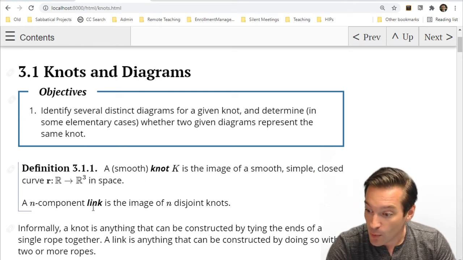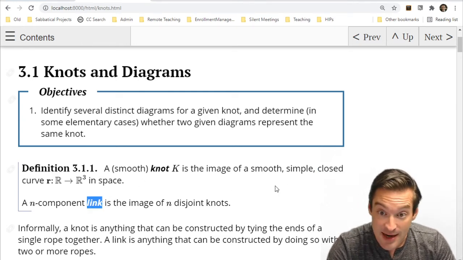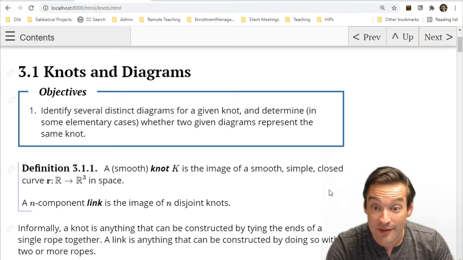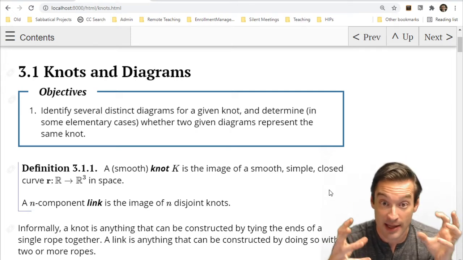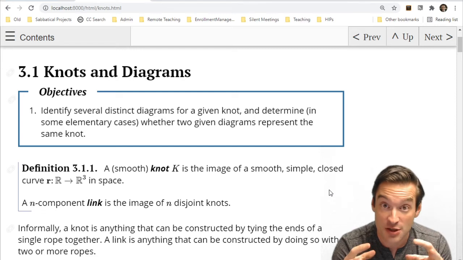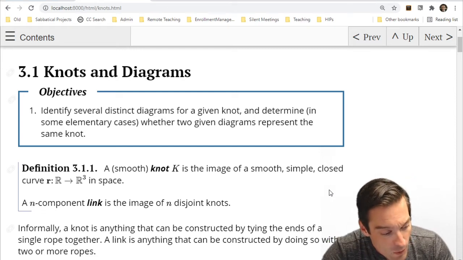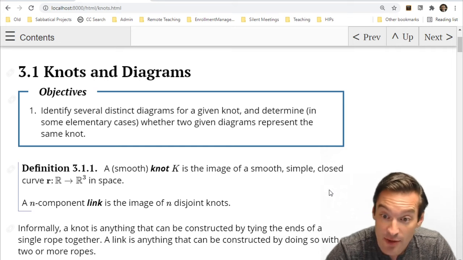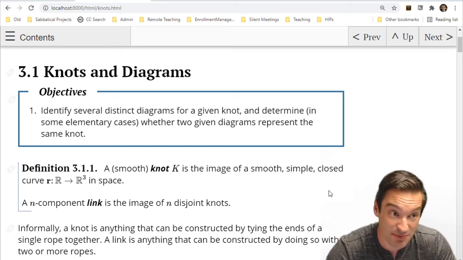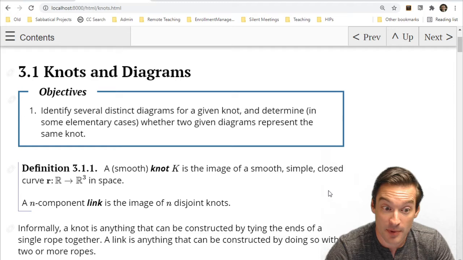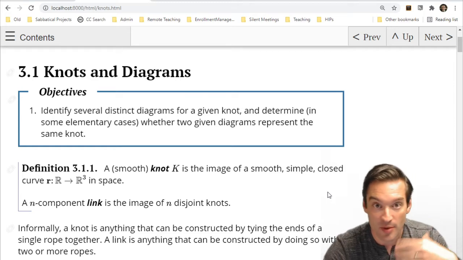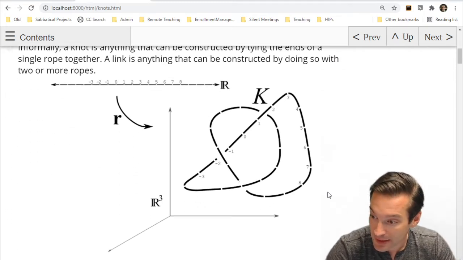If I have more than one of them, then taken together, we can say that they form a link. So if I have n of these knots all residing in space in front of me, I could call the collection of those n things an n-component link. We're not going to do much with links this semester, but pretty much any of the topics that we discuss with knots, we can also soup up a little bit and talk about n-component links.